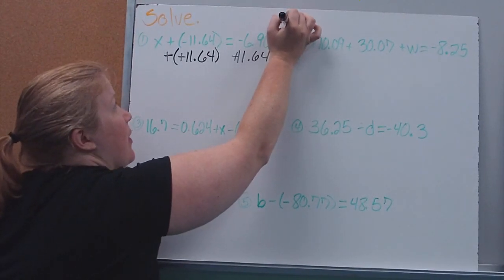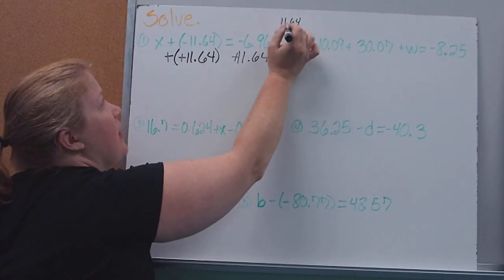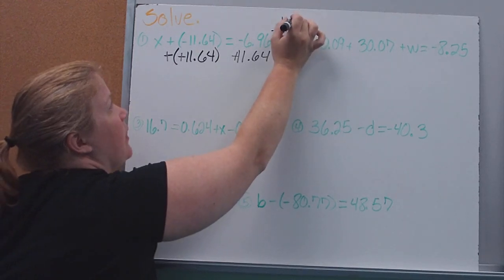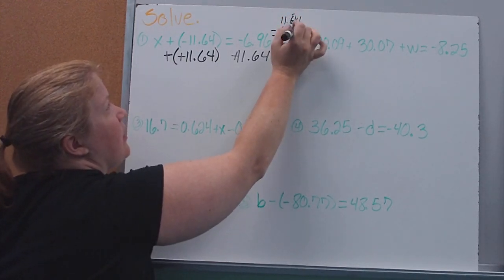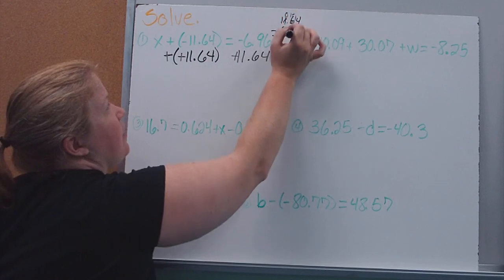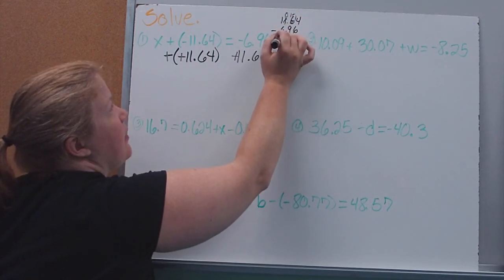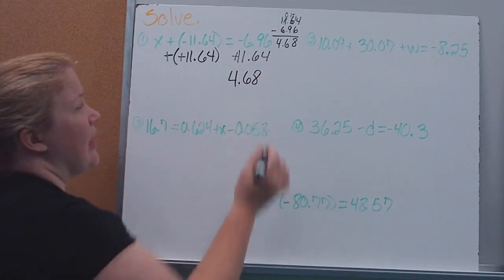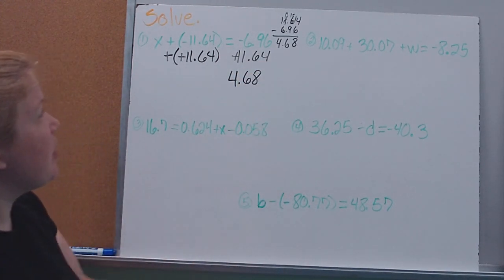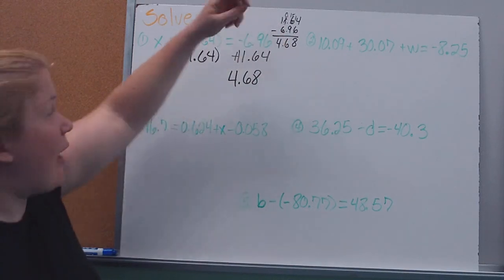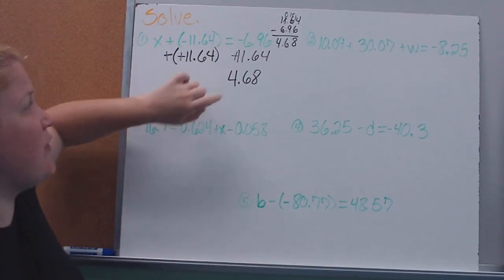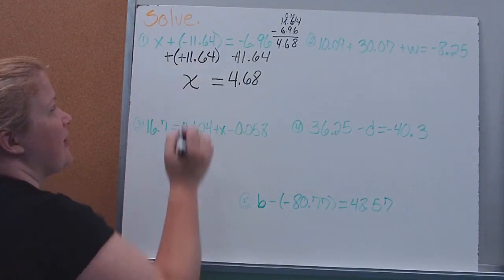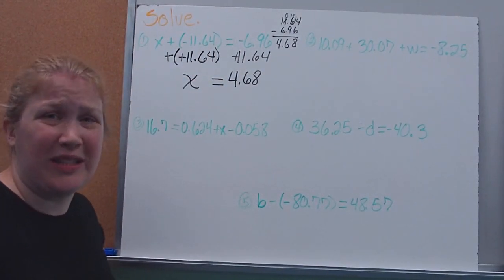So I'm just going to do my math over here on the side. I'm going to subtract the smaller from the larger absolute value. I wind up with 4.68. And I want to go back and look at my original numbers. 11 has a greater absolute value. That was positive, so this should remain positive. Over here, those canceled out, and I was left with x. X is equal to 4.68.